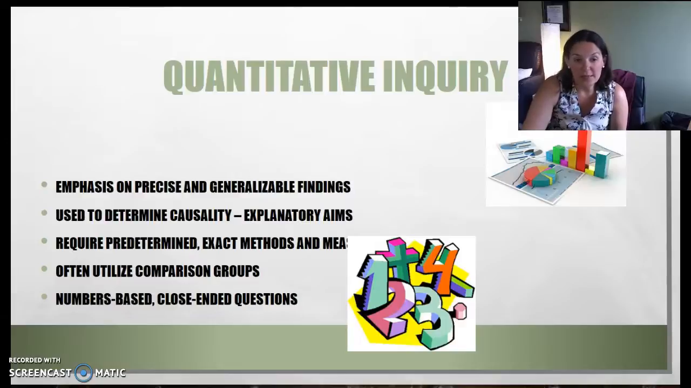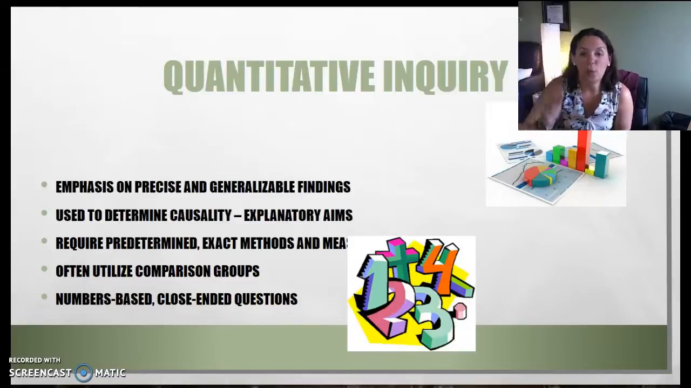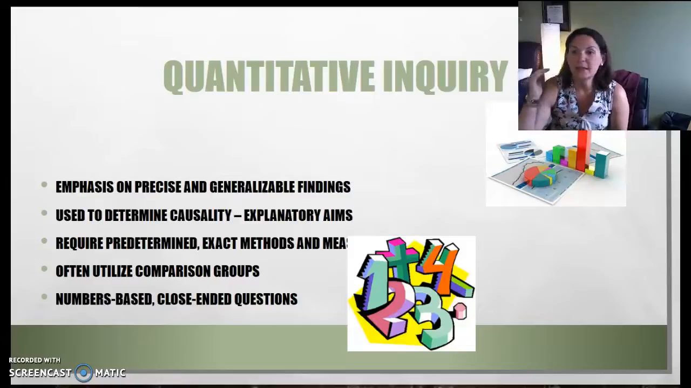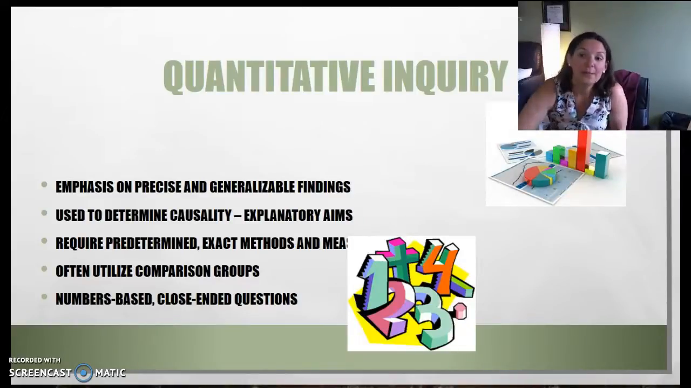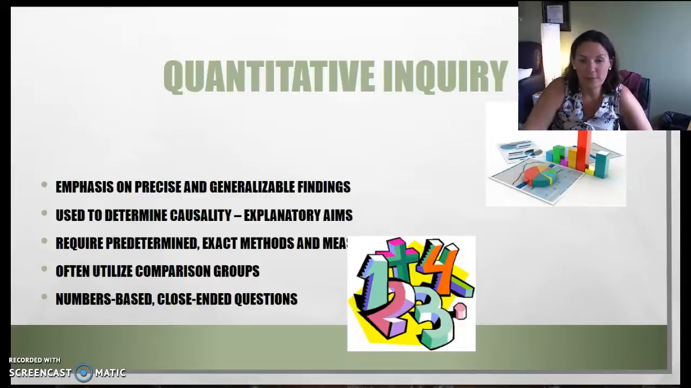If your study or any study is aimed to determine causality, meaning you are out to explain something, to say X causes Y. If your research question says, does race impact recidivism rate? That's a causality-based explaining sort of question, and you would absolutely have to use quantitative data to do that. Quantitative inquiry also requires predetermined exact methods of measurement, and it often utilizes comparison groups.